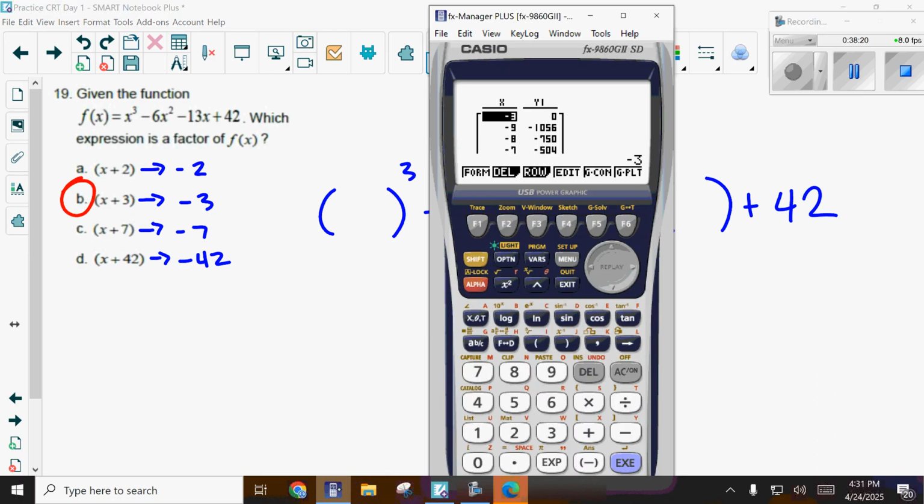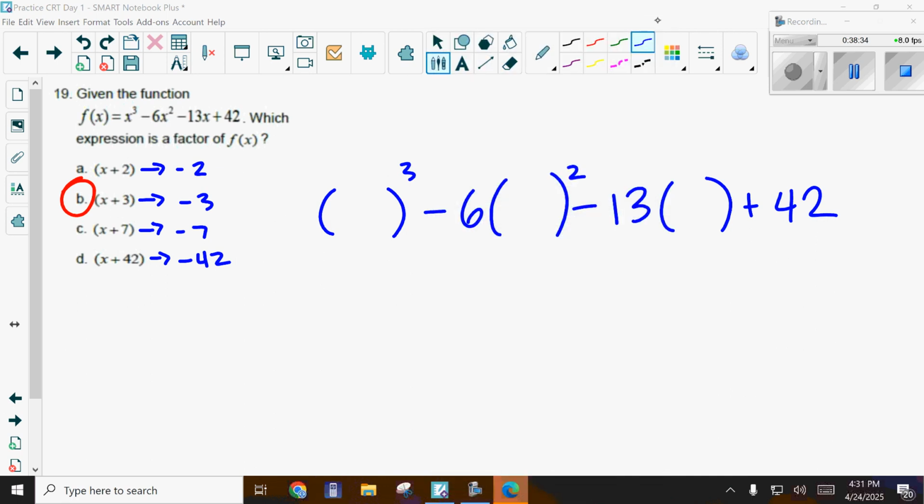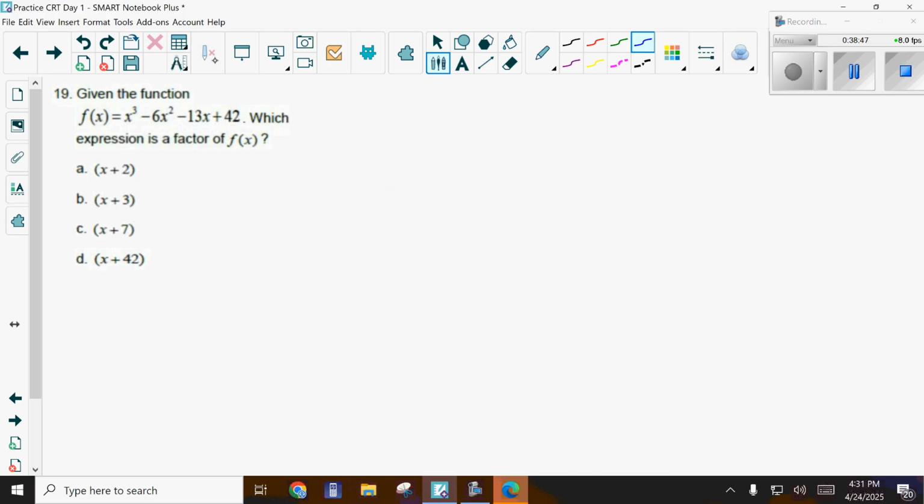Now, just to be safe, I'm going to check the other ones as well. So the other one was -7. It needs to give me 0. And then minus 42. That one needs to give me 0. The other way you could have done that question, the only other way you could probably do that question, is by listing the factors of 42, listing the factors of 1. This is the P over Q stuff that we did back in first semester. I'll just go over that really quick, even though I already know the answer. Yeah, the answer was B.